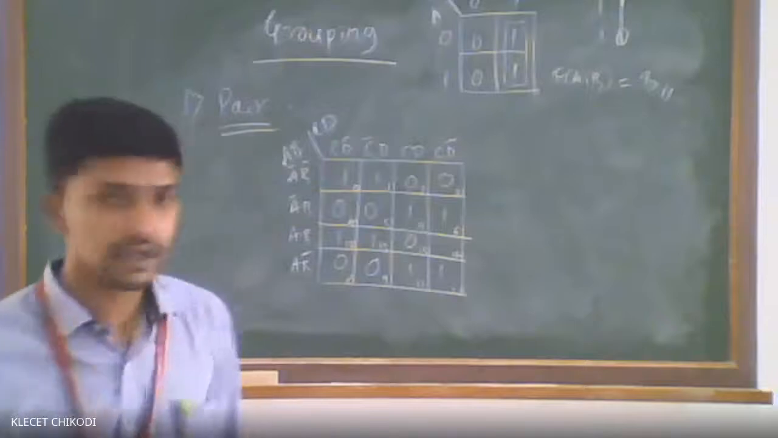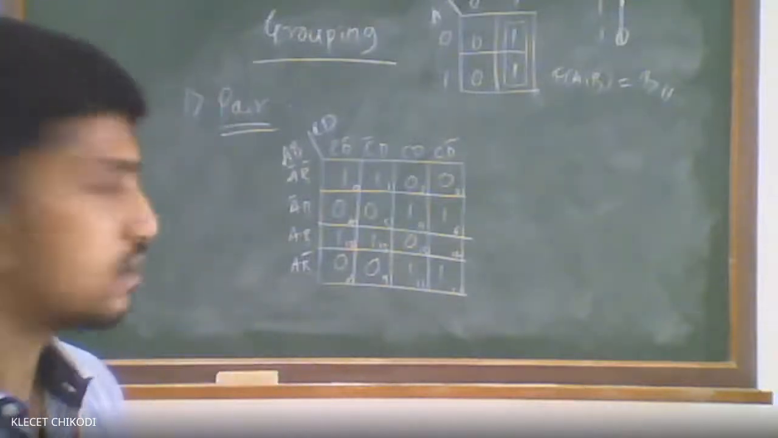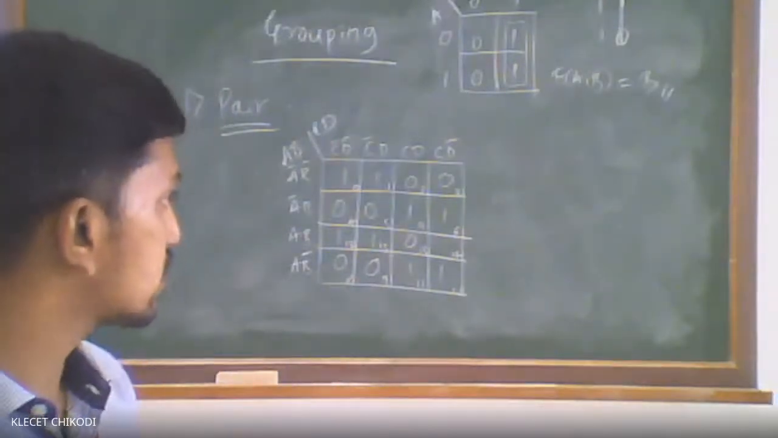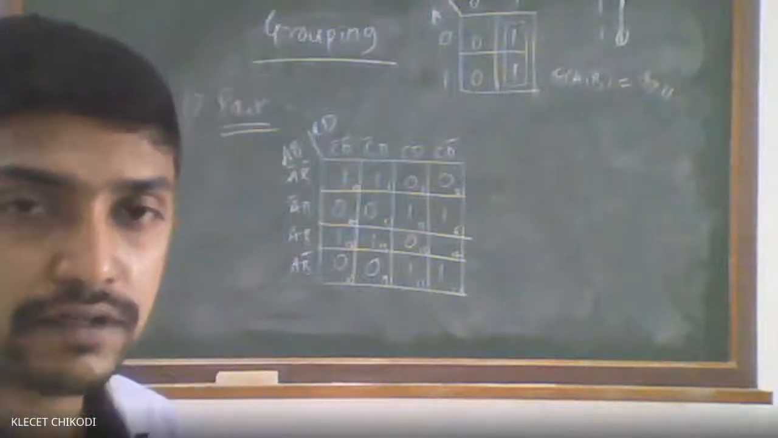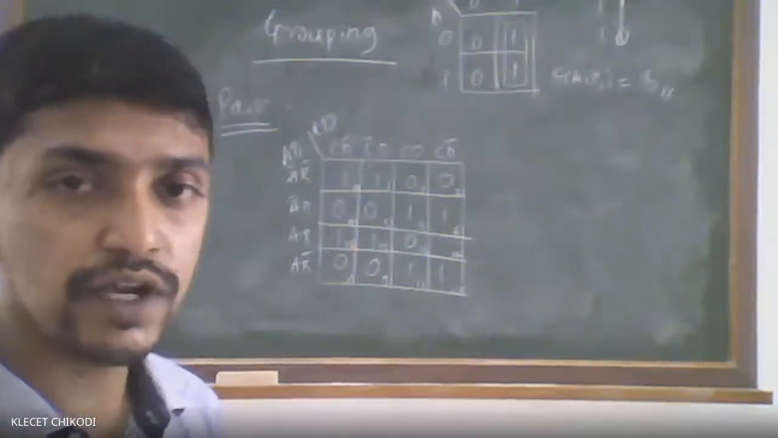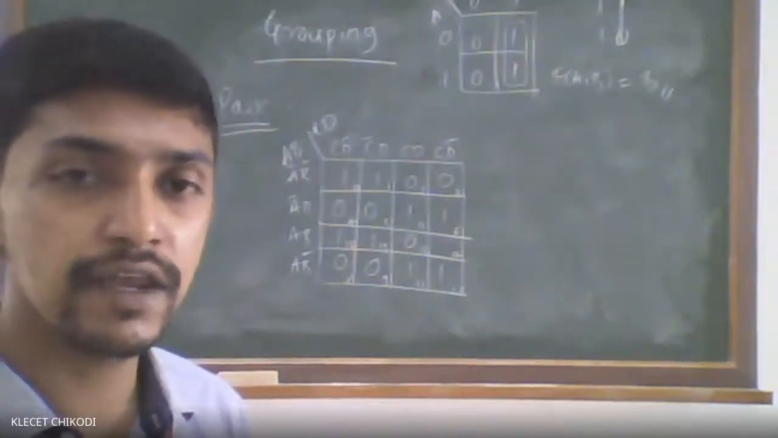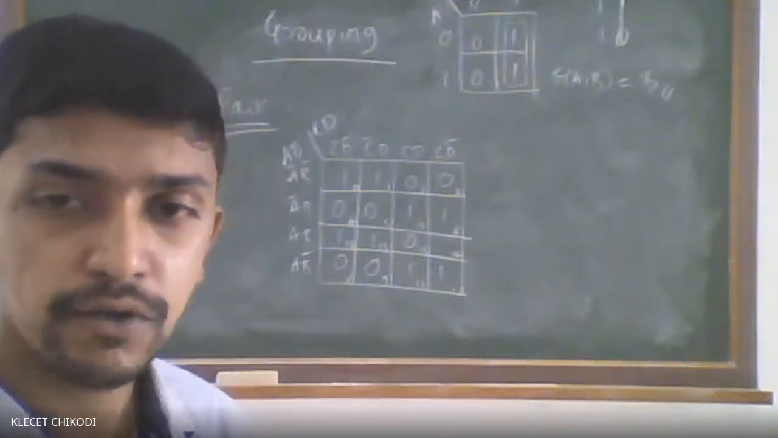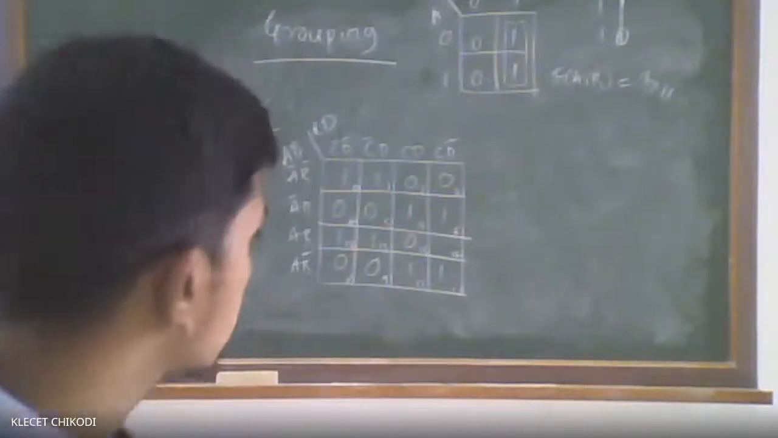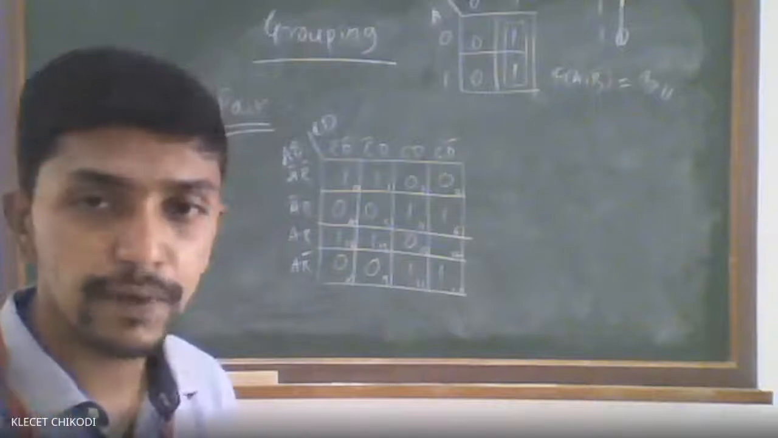Remaining all values are zeros. Now, what are the pairs? How many pairs possible at least? Tell me first. Total how many pairs possible here? Total 4 pairs. Okay.